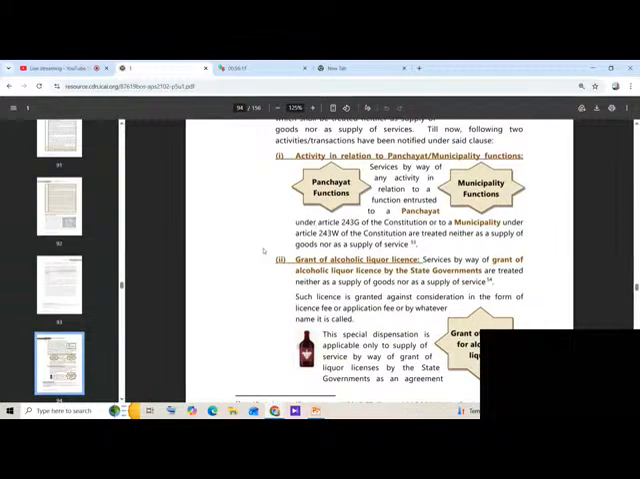Activity in relation to panchayat or municipality functions. Services by way of any activity in relation to a function entrusted to a panchayat or to a municipality under the Constitution are neither treated as supply of goods nor as a supply of services.